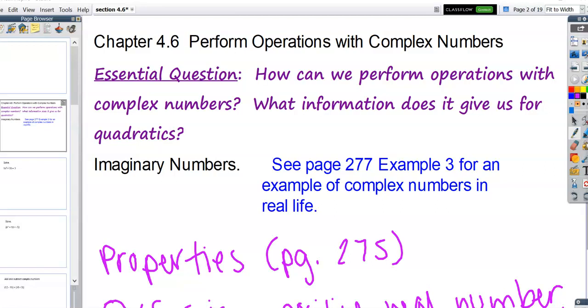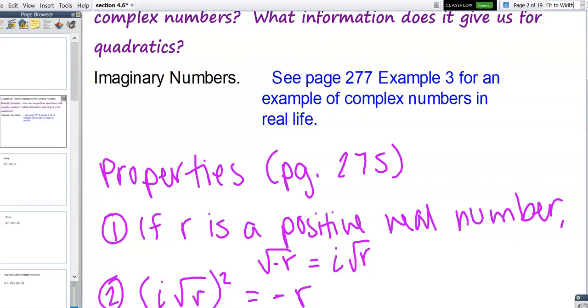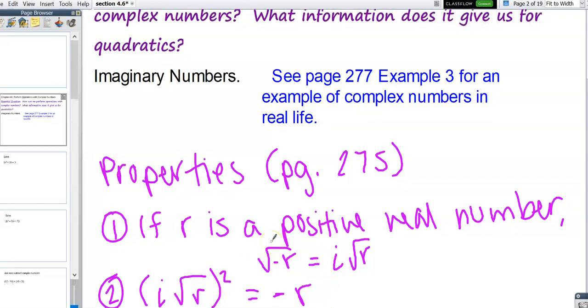All right. Welcome to section 4.6. We're going to talk about complex numbers today and operations with complex numbers. So our essential question: how can we perform operations with complex numbers, and what information will it give us for quadratics? If you want to take a look in your book, there are some real-life examples of things we could use complex numbers for. That's on page 277.